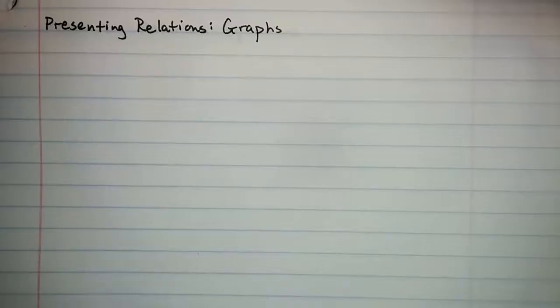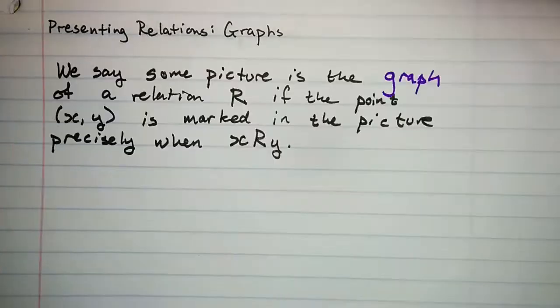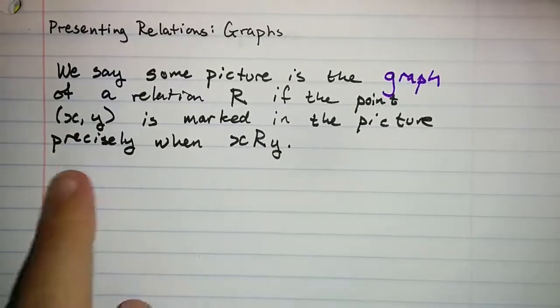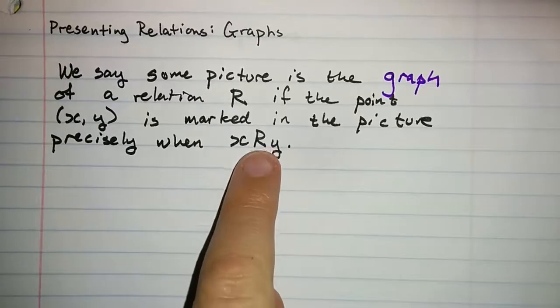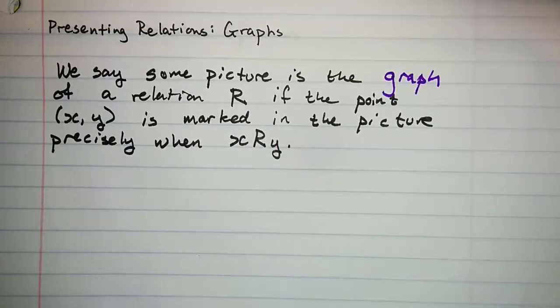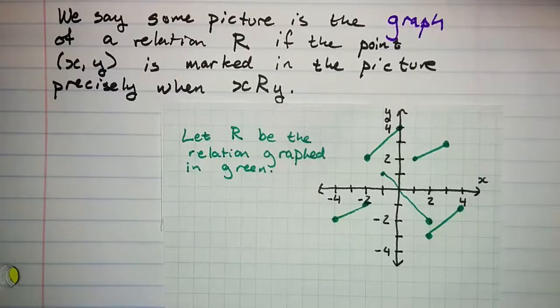One common way of representing a relation is by drawing a graph. And in particular, we say that some picture is the graph of the relation R if the point x comma y is marked in the picture precisely when x and y have relation R. Let me show you an example. Suppose that we let R be the relation graphed here in green.